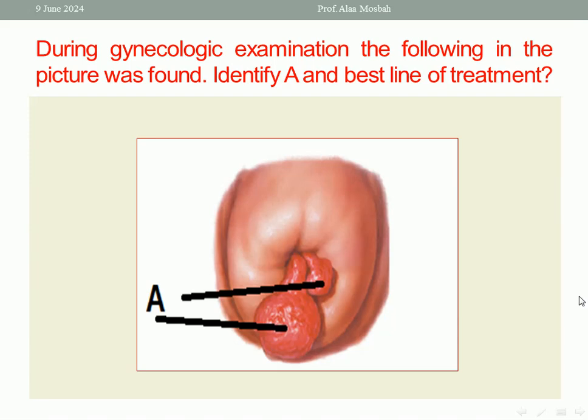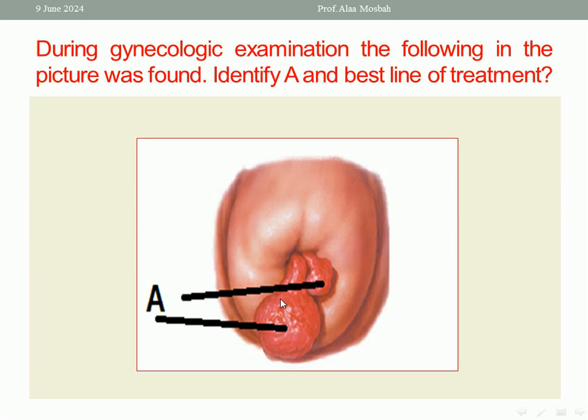Let us go to the next station. During gynecologic examination, the following in the picture was found. Identify A and the best line of treatment. During the speculum examination, you found the portion of the cervix and this lesion. So A denotes a cervical polyp, mostly a mucous polyp. This is a large polyp and this is a small polyp. So two polyps here, large and small.